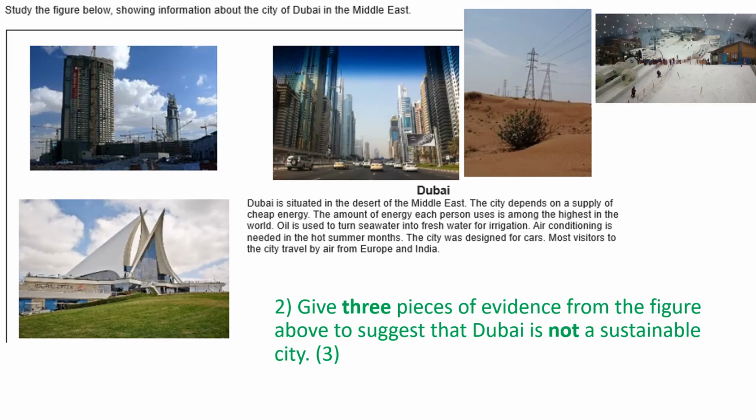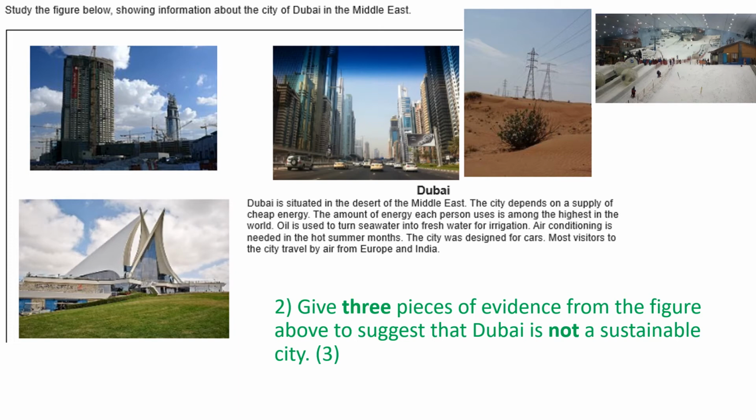Okay, our second question is to give 3 pieces of evidence from the figure above to show that Dubai is not a sustainable city. Let's have a look at the information. Study the figure below showing information about the city of Dubai in the Middle East. Dubai is situated in the desert of the Middle East. The city depends on a supply of cheap energy. The amount of energy each person uses is among the highest in the world, so they're using a lot.